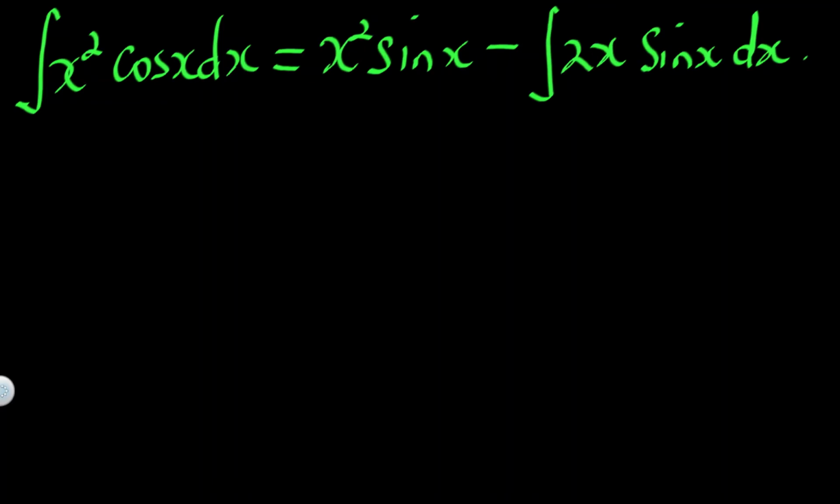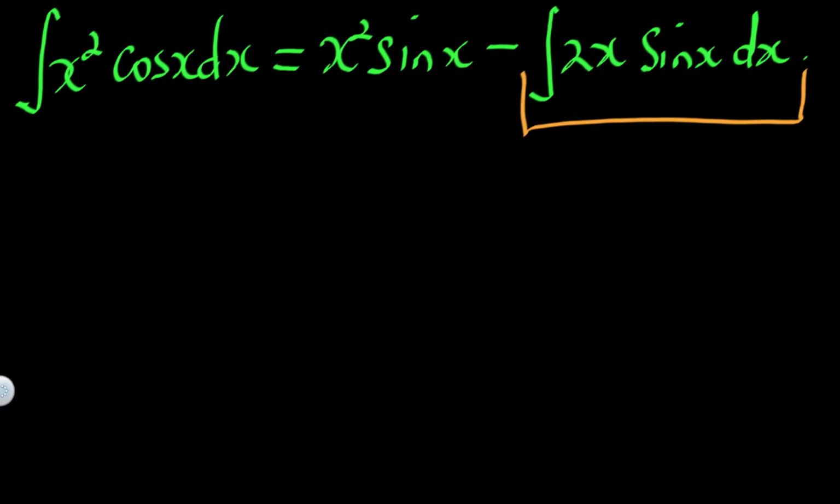This is our equation. However, if we look at this equation, we still have a problem here. The problem is that 2x and sine x cannot be integrated unless we use integration by parts again. So this means we have to apply integration by parts again. So let's do it.